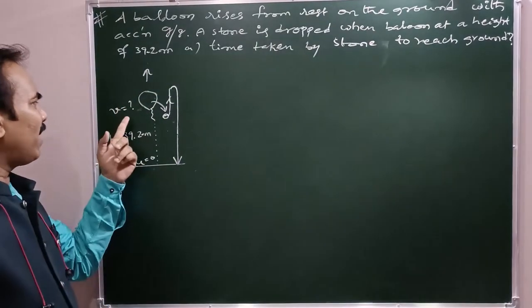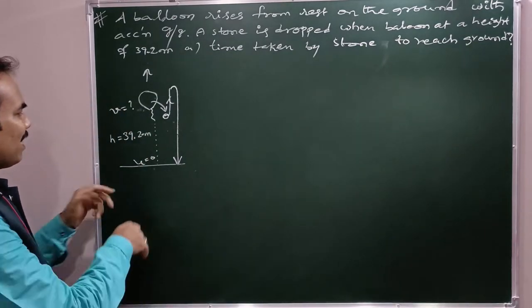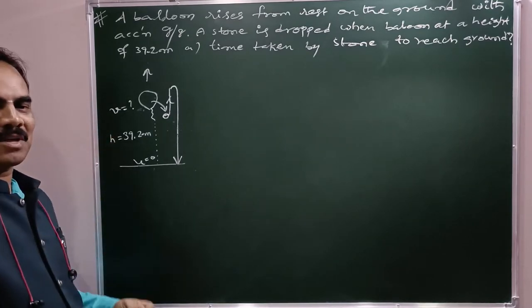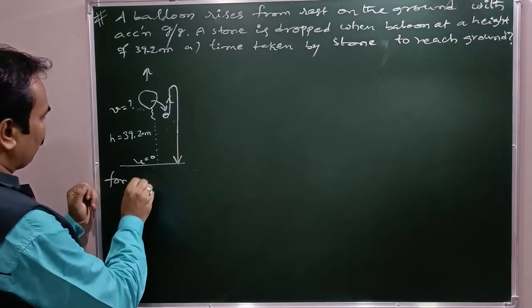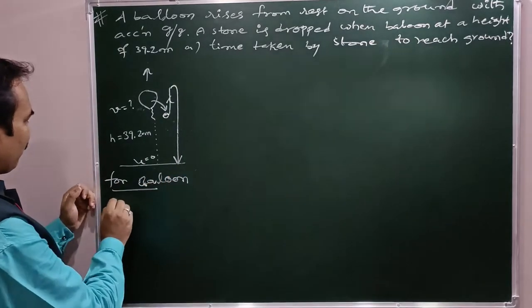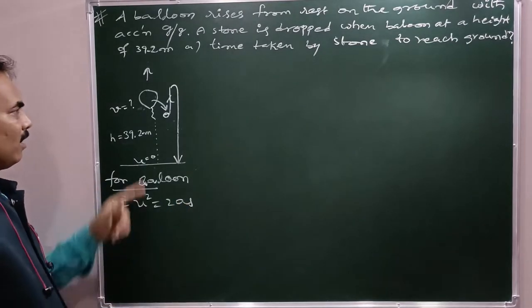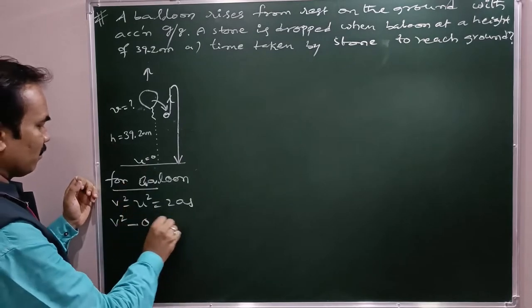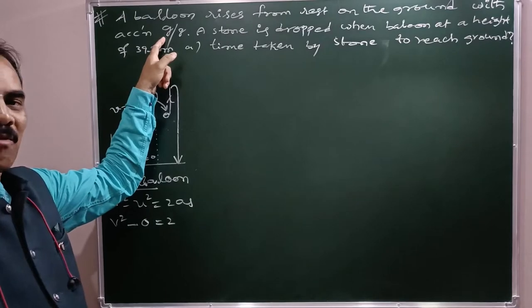Now, first of all, we need to find the velocity acquired by the balloon at that height. So relate them properly: u, v, s. Here s means h. So for the balloon, take v² − u² = 2as. v is unknown, minus u = 0, and 2 into a means what? What is the net acceleration, g/8? Is it upwards or downwards?